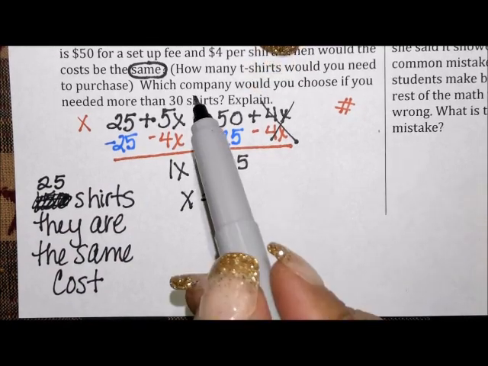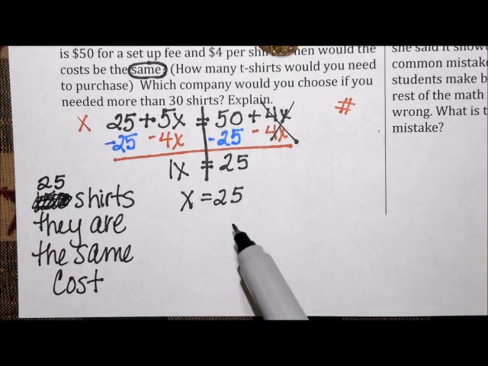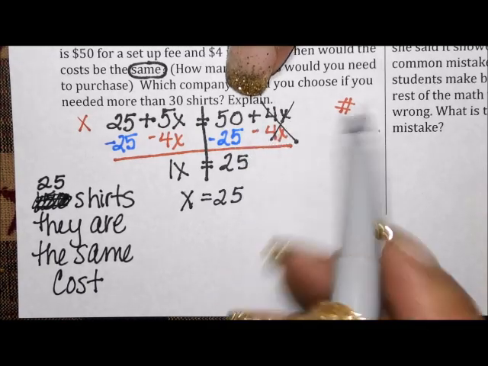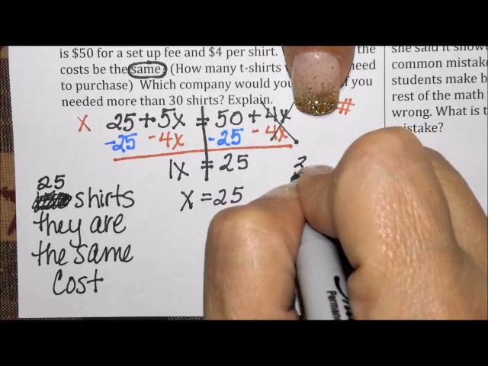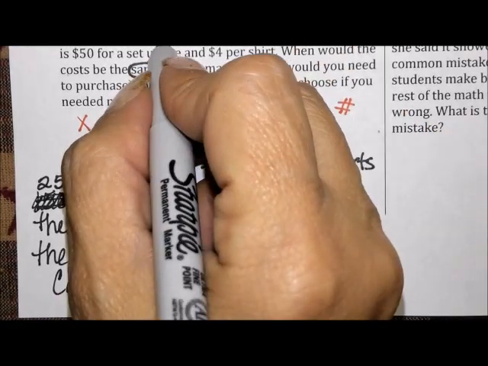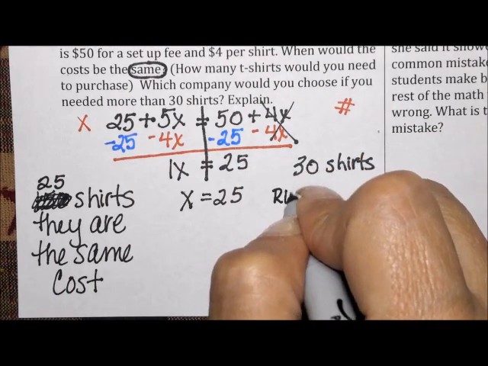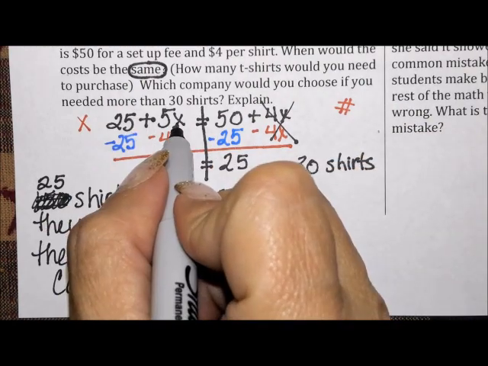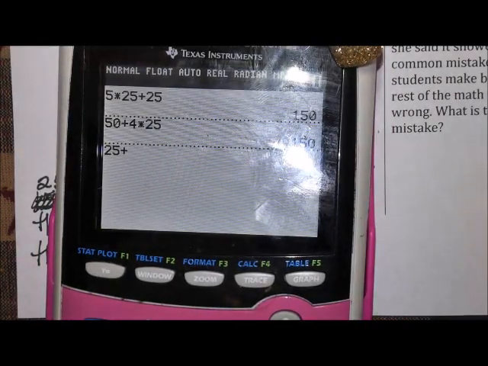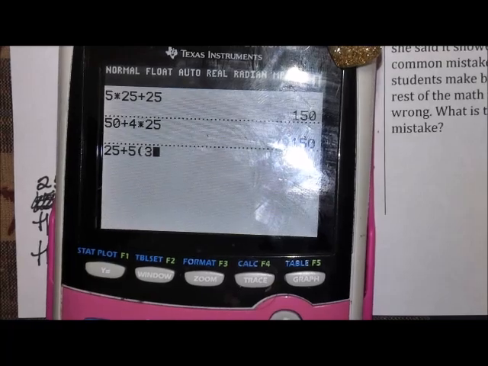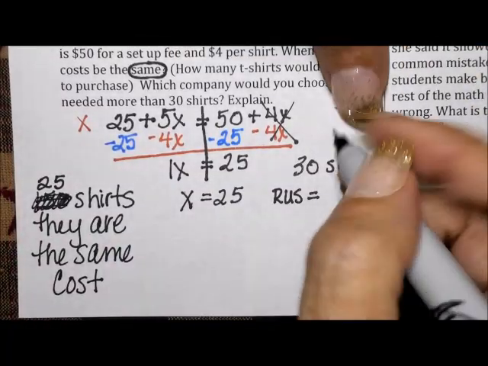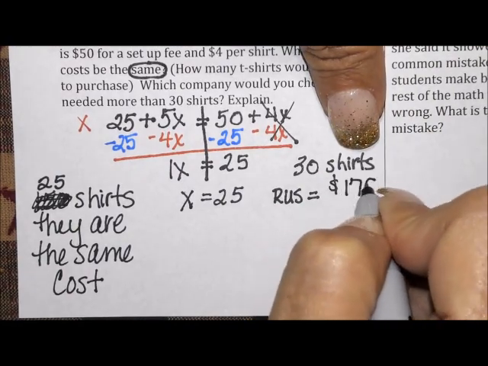So if you only need 30 shirts or more, which one are you going to pick? Yeah, I'm going to pick this one. Because at 30, let's see what 30 shirts. Let's do t-shirts RS. If we put 30 in right here. So 25 plus 5 times 30. Because we're doing 30 shirts. They're costing $175. T-shirts RS, it's going to cost me $175.